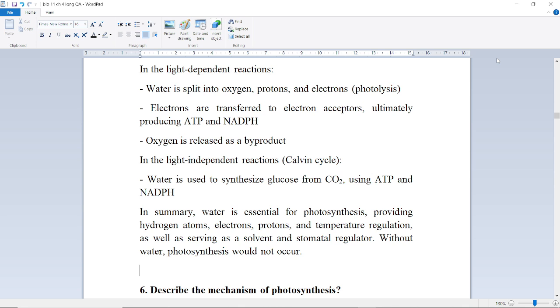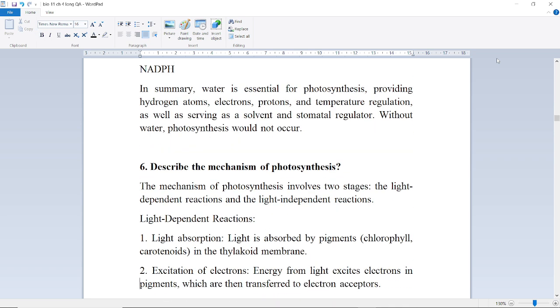In the light-independent reactions, the Calvin cycle, water is used to synthesize glucose from carbon dioxide using ATP and NADPH. In summary, water is essential for photosynthesis, providing hydrogen atoms, electrons, protons, and temperature regulation, as well as serving as a solvent and stomatal regulator. Without water, photosynthesis would not occur.